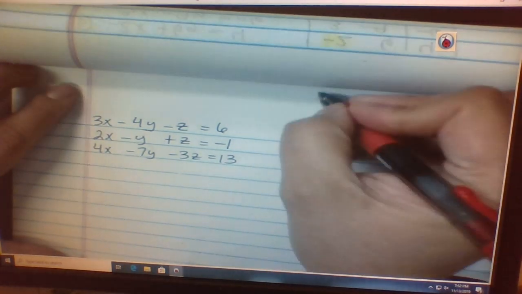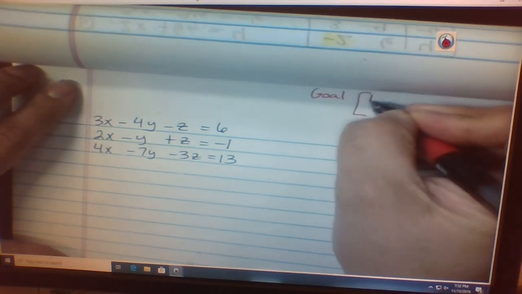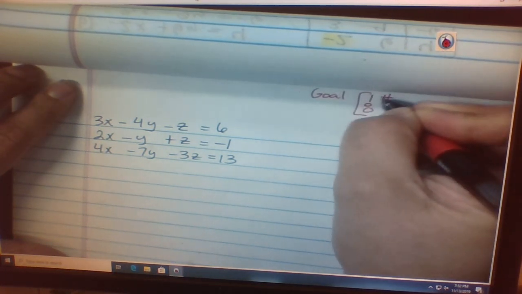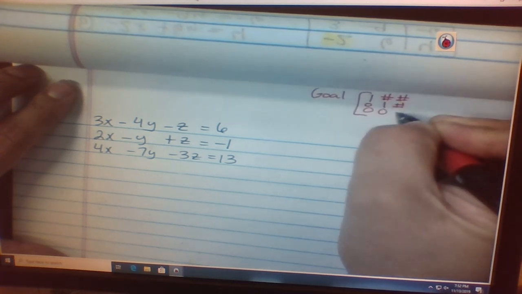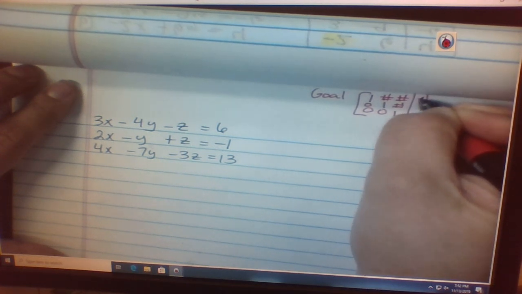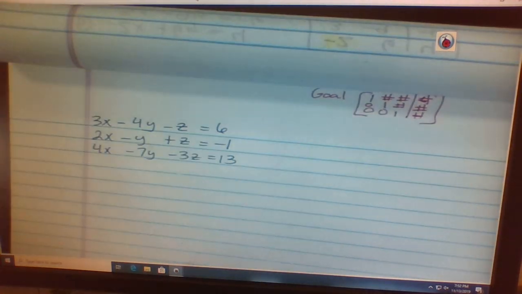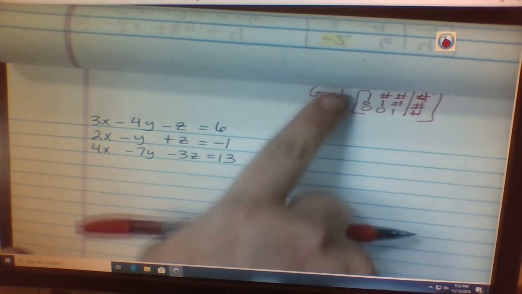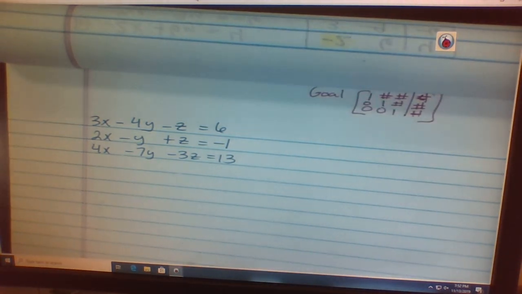All right, so 3x minus 4y minus z equals 6. 2x minus y plus z equals -1. 4x minus 7y minus 3z equals 13. And I'm going to put over here, for my people who were not here, our goal: 1, 0, 0, number; 0, 1, 0, number; 0, 0, 1, number. When you have a 3 by 3, this is your goal, to make the 1, 0, 0, 1, 0, and make that a 1.